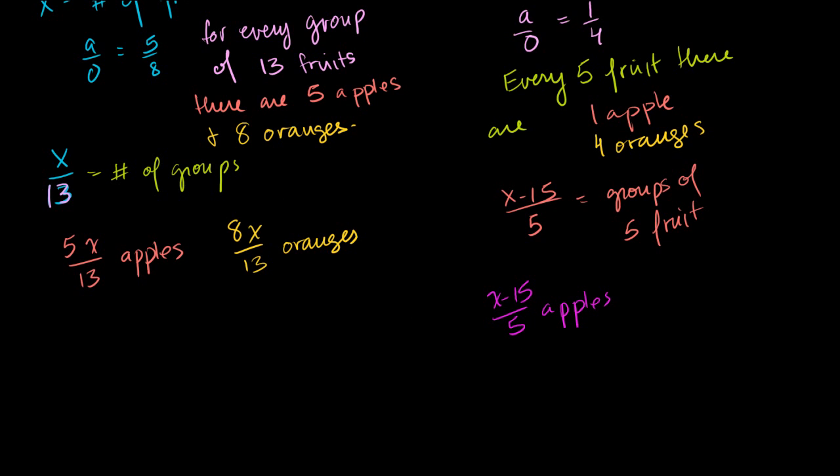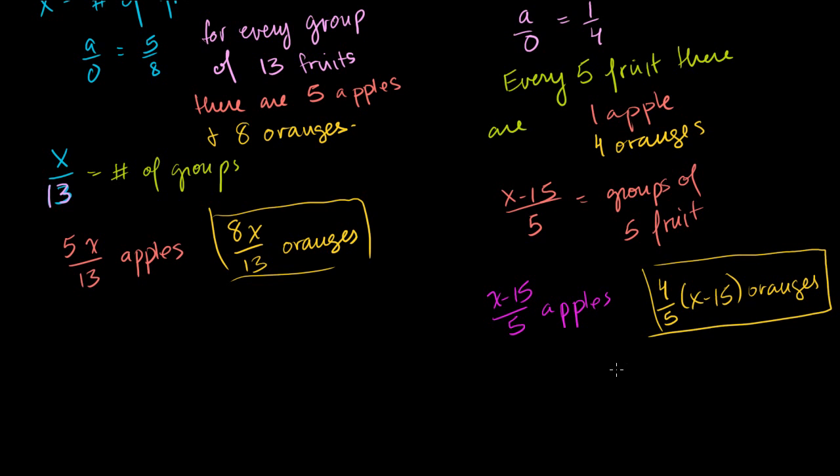And then how many oranges am I going to have? For every one of these groups, I'm going to have 4 oranges. So I'm going to have 4 times this many oranges. So we could write that as 4 over 5 times x minus 15 oranges. Right? That's just 4 times the number of groups of 5 fruit. Now, what doesn't change? I'm messing with the number of apples, but I never changed the number of oranges. So this number, which is the number of oranges we started off with, has to equal this number, the number of oranges we ended up with.